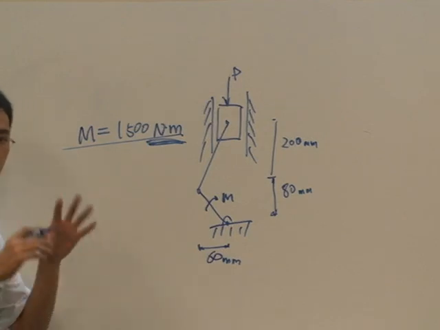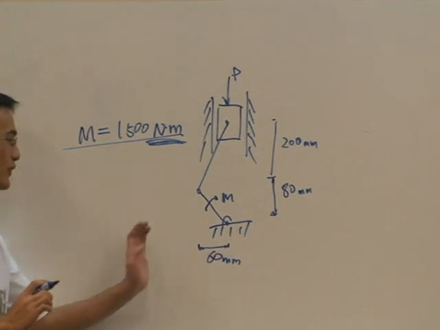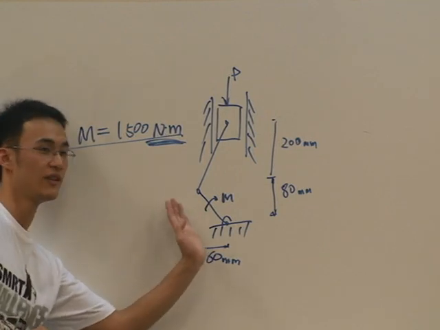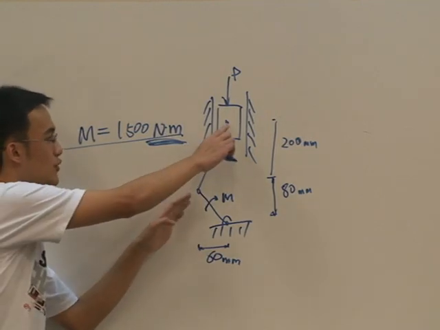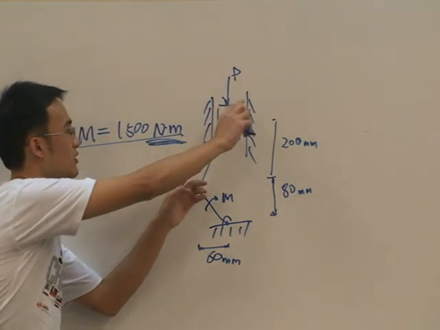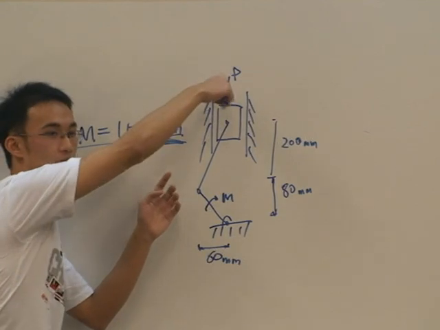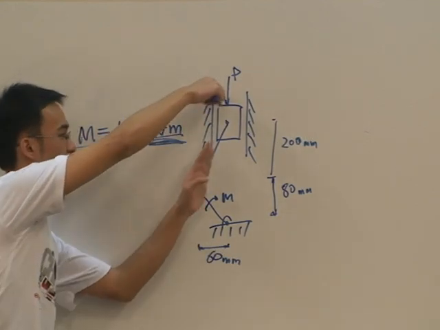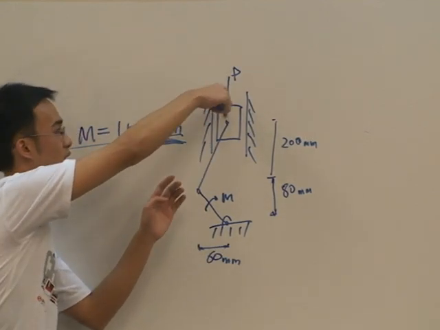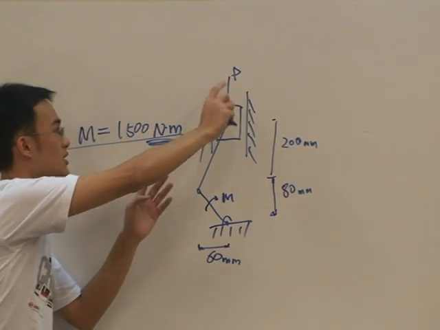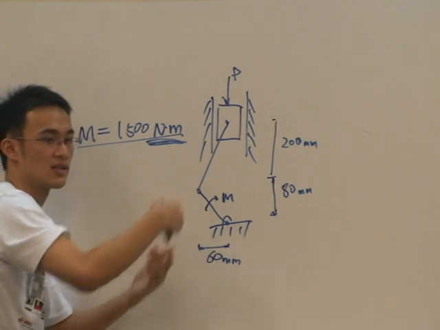Can you see the mechanism? When I try to use a force, or a moment, to turn this link, you will push this link upwards, correct? So that this piston will be pushed up as well. So I need a force to counter this force, from the bottom. Okay. So that's why this P is here. So the question is, what's the P here to counter this moment?